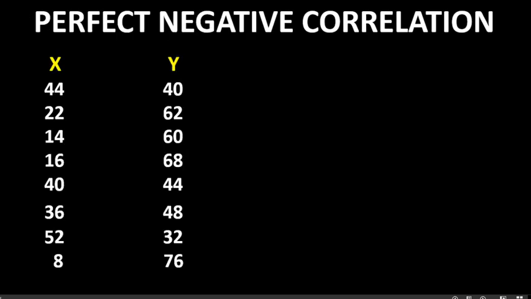Now we'll see the scatter diagram of perfect negative correlation. For that, one example is given here.